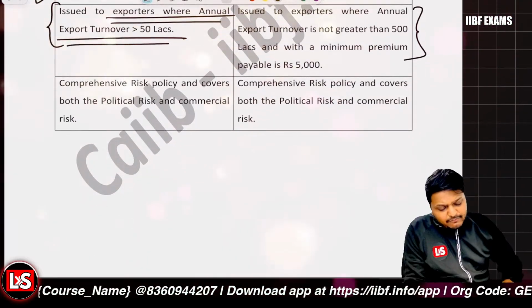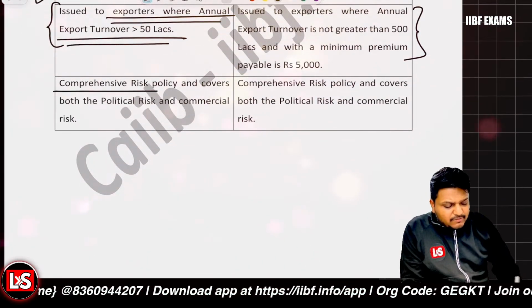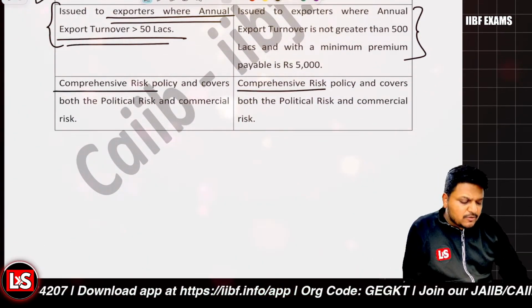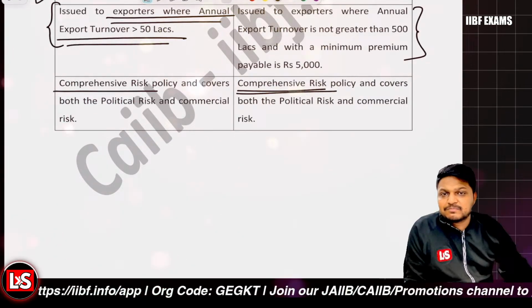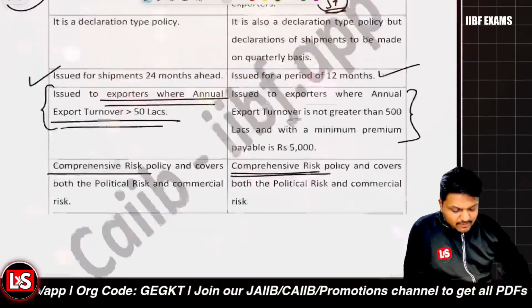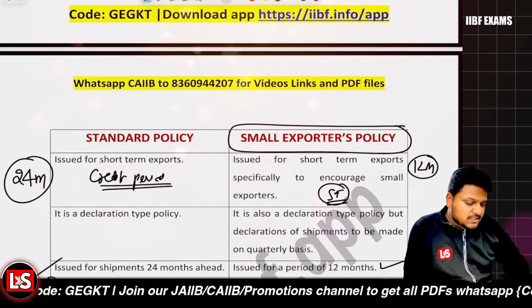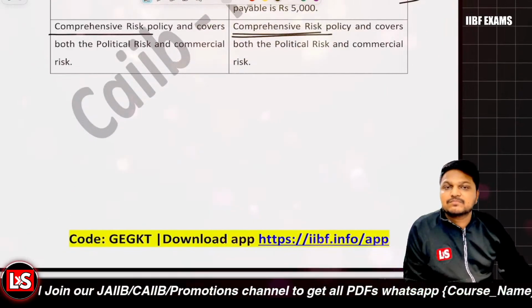And it's available in different variants, like comprehensive policies. Both the policies are basically available in a comprehensive manner, which will cover both the political risk and the commercial risk. Clear with it? So that's the difference between the standard policy and the small exporter policy.